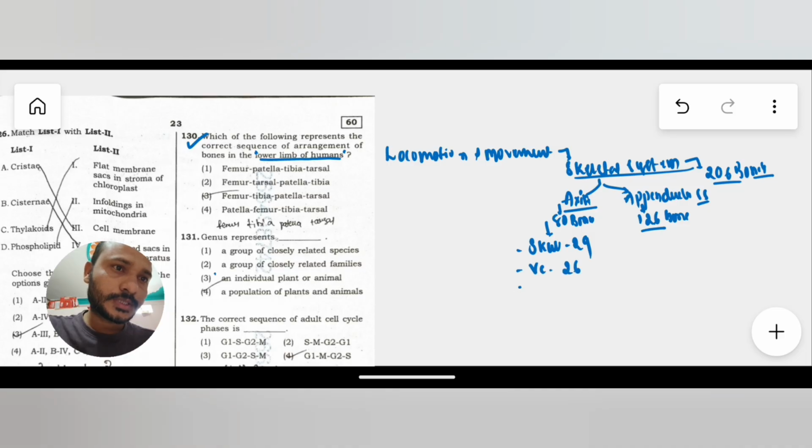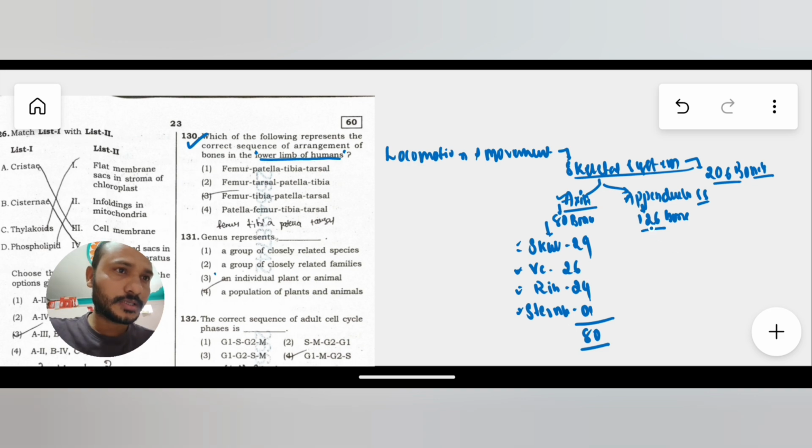Also the vertebral column has 26 bones, and the ribs are 12 pairs, meaning 24 bones. And very important, the chest bone or sternum. We have only one sternum bone. So the skull bones, vertebral column bones, rib bones, and sternum bone together form the axial skeletal system, a total of 80 bones.